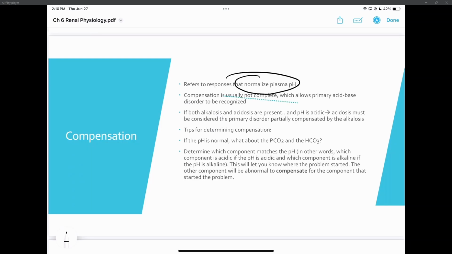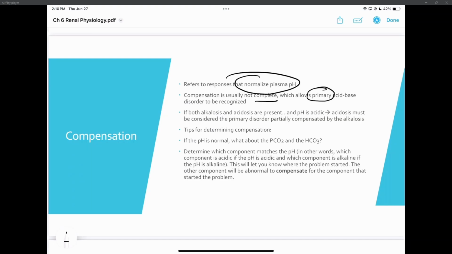We have to get that pH back to normal ranges. So compensation is usually not complete. And because it doesn't complete all the way, we can still find out what the primary cause of this acid-base disturbance was. Was it respiratory or was it metabolic? How do we figure that out?